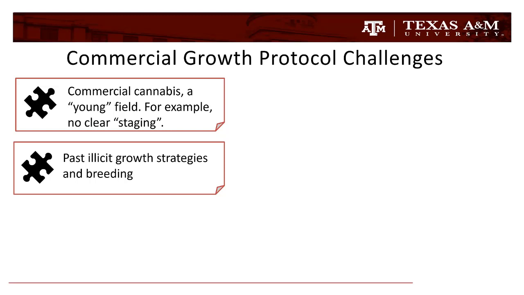Another challenge is the past illicit growth strategies and breeding. For example, strains, cultivars, lines, and I use all those interchangeably, they're not easy to delineate to help with growth protocols. I don't know if the variety I think I'm getting is the variety I'm getting.